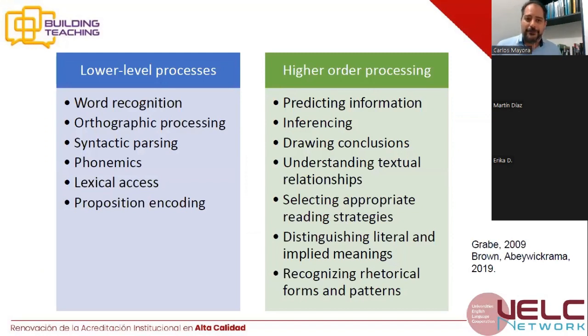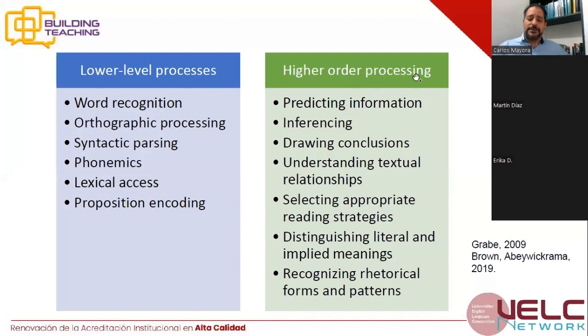Now, reading involves lower level processes and higher order processes. Lower level processes, as Erica mentioned, involve, and don't be fooled by the word lower level. The fact that they are considered lower doesn't mean that they are not important. They are very important. In the lower level category, we have word recognition, orthographic processing, syntactic analysis of the sentences, phonemics. What is the association between letters and sounds? We have lexical access, the level of vocabulary that we have, how many words we know or don't know in the text, and proposition encoding. So the content of the text, how do we organize it into units of meaning?